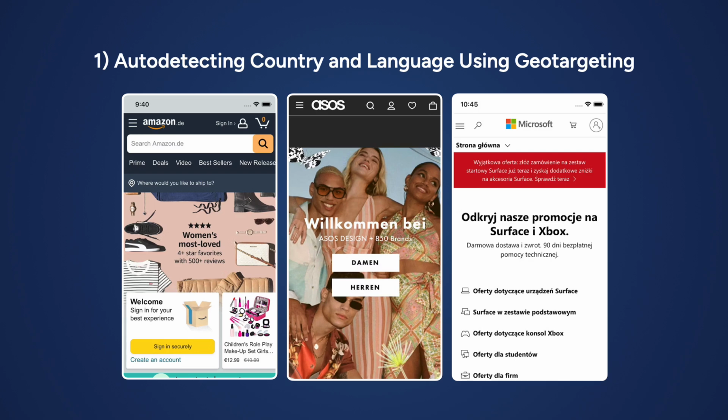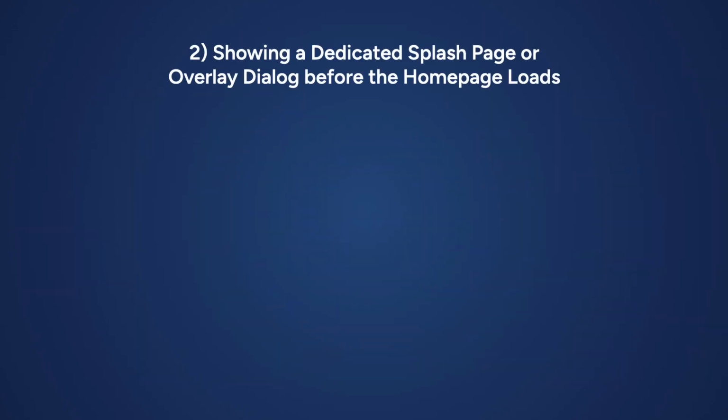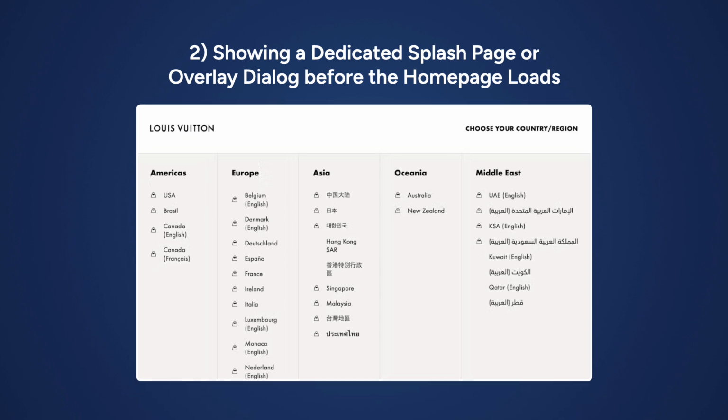using a VPN service. The alternative is a splash page, where users select their country and language before the homepage loads. This method ensures the settings are accurate, but it does interrupt the user experience.